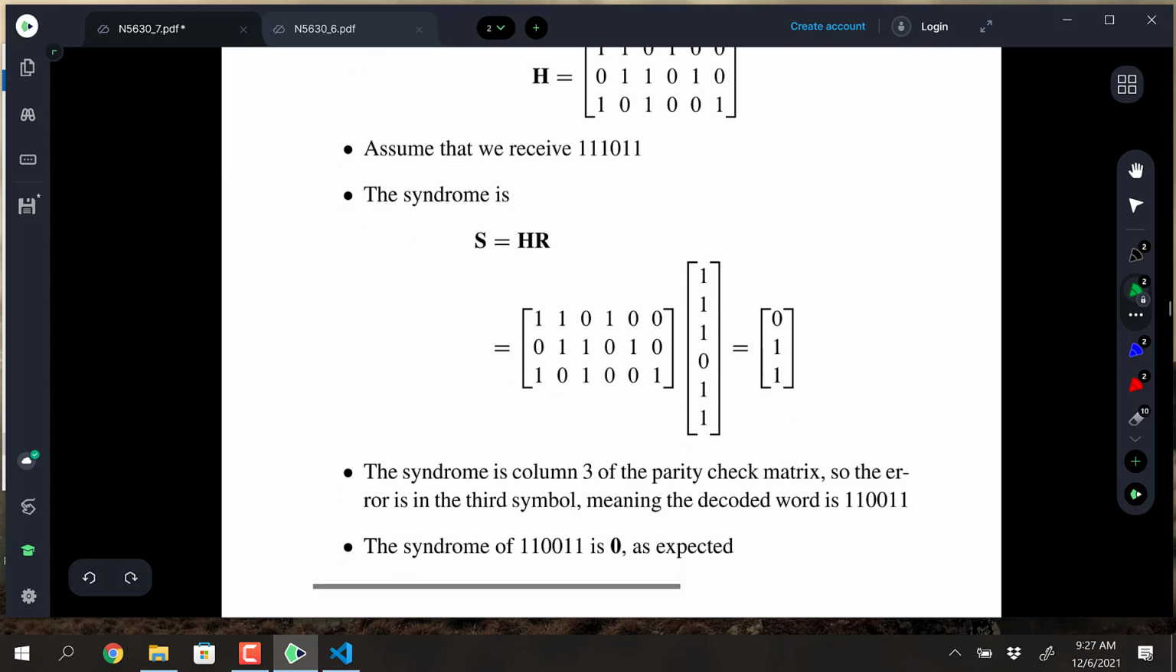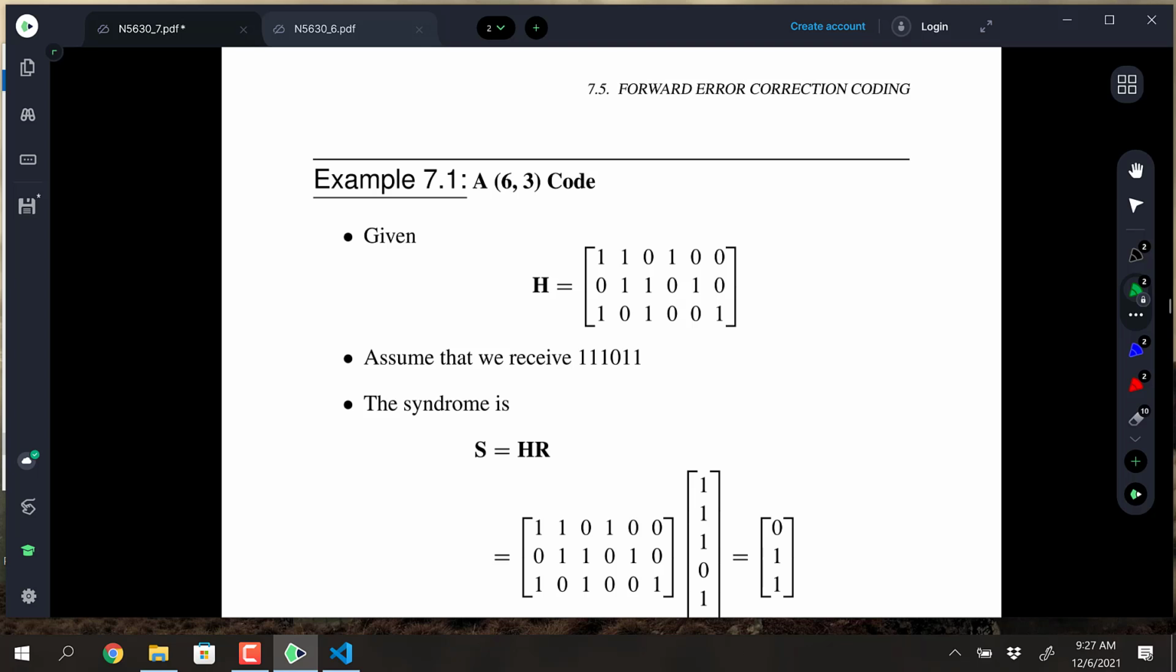So we could take this is the H matrix. We can see it's partitioned again. Gotta get my letters right in here. Sorry, so N is 6, so the rate of this thing is 3 over 6, which is 1/2. And it can correct one error.